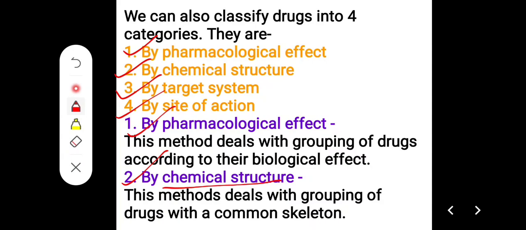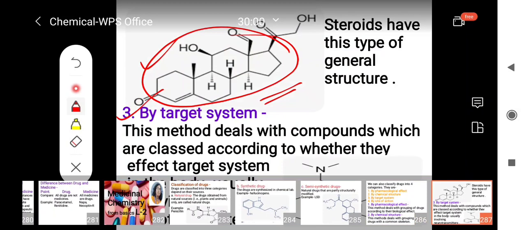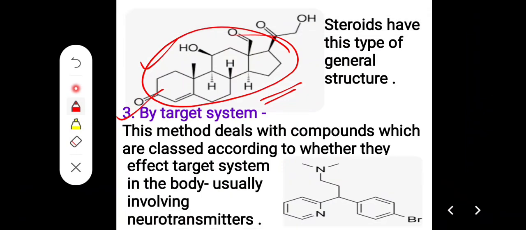Okay. Next one, chemical structure. This method deals with the grouping of drugs with a common skeleton. That is, if we categorize many classes on the basis of chemical structure, each class has the same skeletal structure. Okay, as for example, this is the steroidal structure. Okay, this is the steroidal structure. Next we have to go to target system.